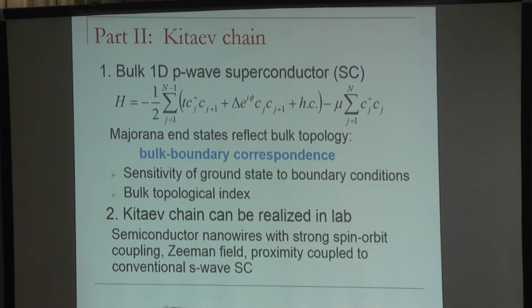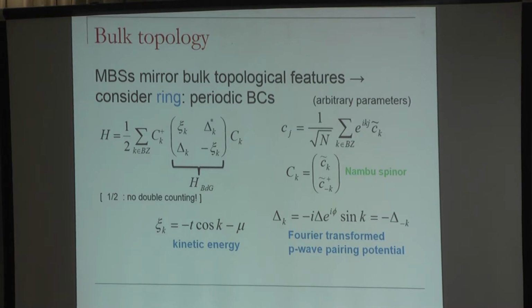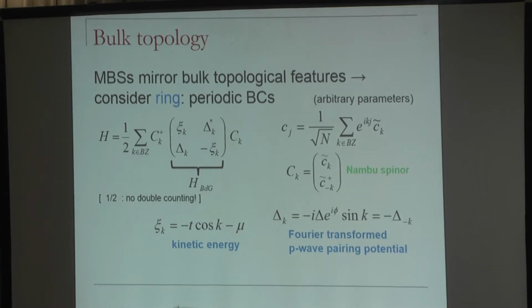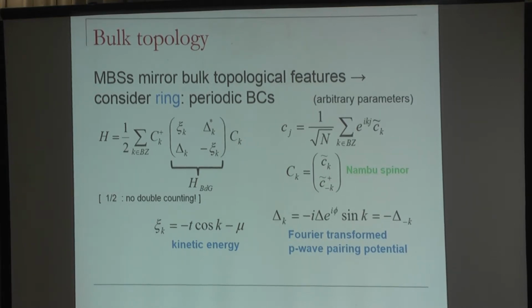Yeah. So the main part today will go into region 2. Kitaev chain can be realized in the lab. Just to remind you, we went then in periodic boundary conditions. We introduced K-space operators because with periodic boundary conditions you have translational invariance, so you can use conserved momentum K. And in this Nambu notation where we combine a particle and a hole operator, the relevant Hamiltonian in particle-hole space is the Bogoliubov-de Gennes BDG Hamiltonian.